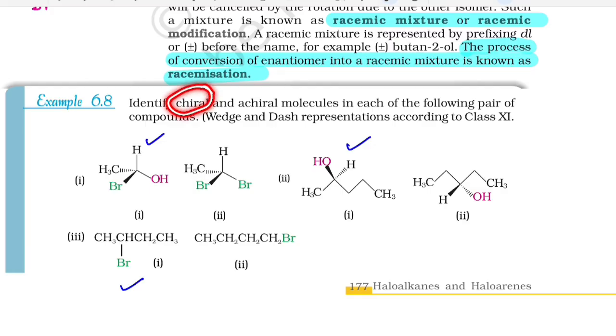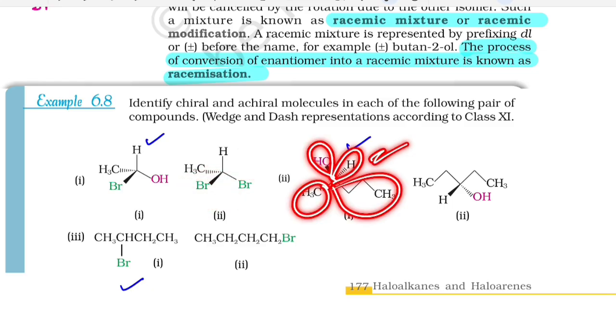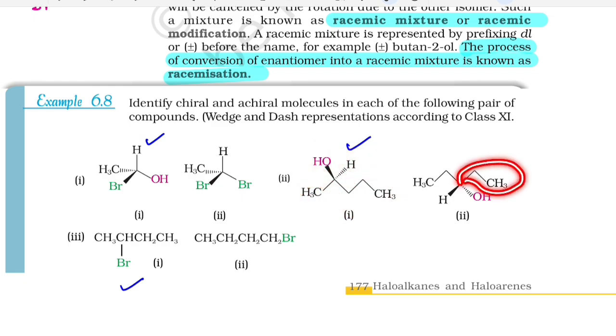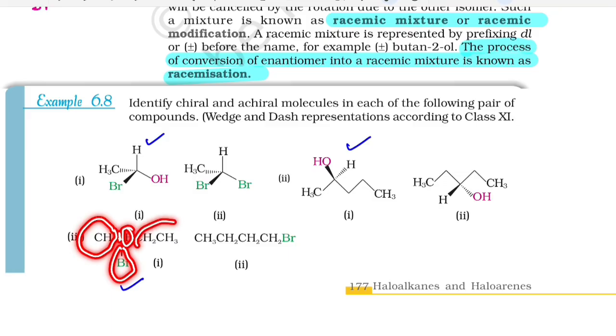Chiral molecule means, as I already said, the carbon atom should be attached to 4 different groups. So this is the carbon. You can see here hydrogen, OH, bromine and methyl group. So 4 different groups are there. Therefore, this is chiral. And here you can see the same groups are present. So this is achiral. And here also 4 different groups are attached. So this is chiral. And here you can see 2 same groups are present. Therefore, this is achiral. And this is the carbon atom. This is the bromo group, this is the methyl group, and on this side hydrogen, and one more is the ethyl group. 4 different groups are present.